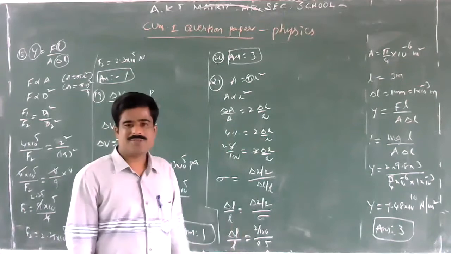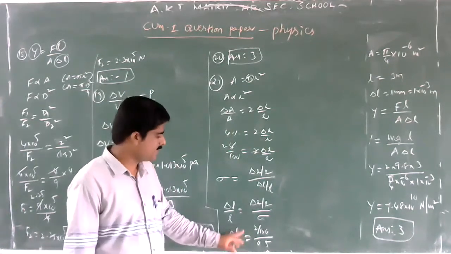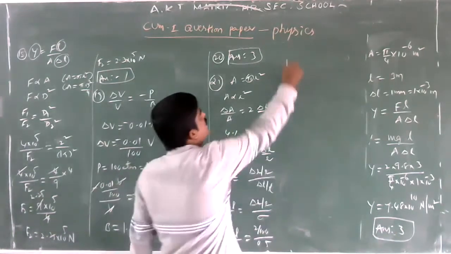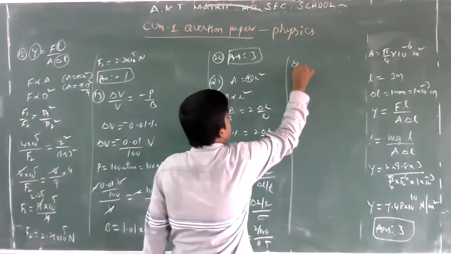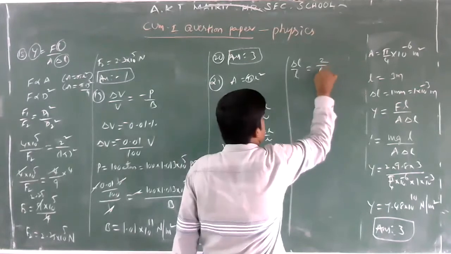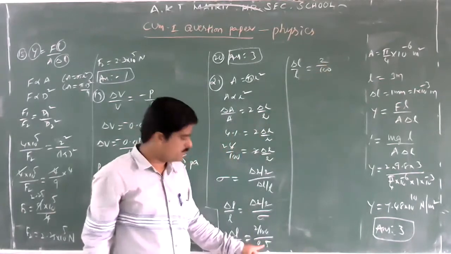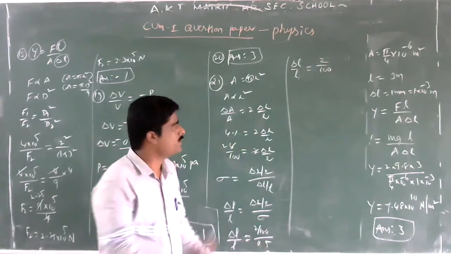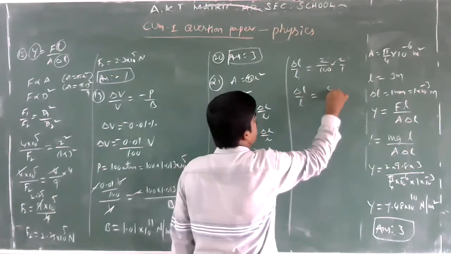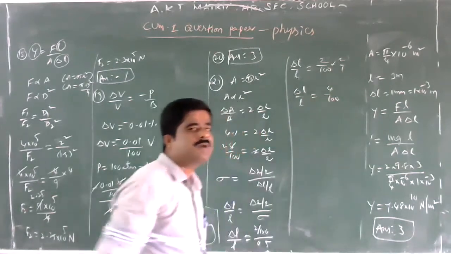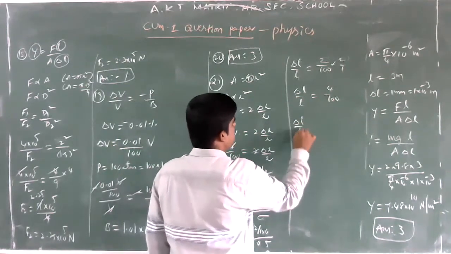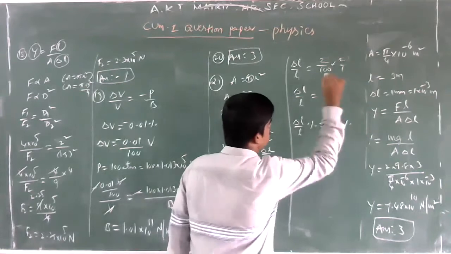Okay, students, some disturbance will happen due to power cut. Delta L value is equal to 2 by 100 divided by 0.5. From this, delta L by L is equal to 2 by 100 divided by 0.5. So 0.5 is 1 by 2. Reversing this, that is 2 by 1. That is delta L by L is equal to 4 by 100. But what they are asking is the percentage increase in elongation. So delta L by L percentage is equal to 4%.